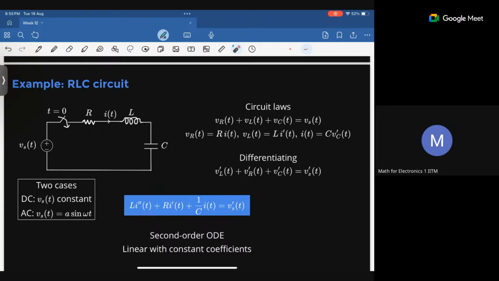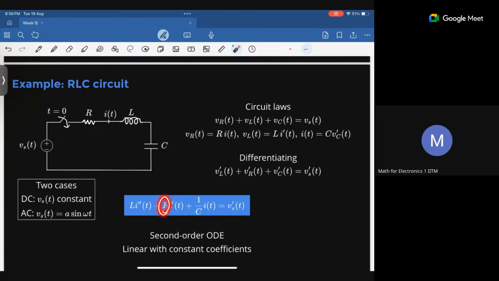Right, so that will come here, and you divide the whole expression by L. You will have I double prime of t plus R by L times I prime of t plus 1 by LC times I of t is equal to 1 by L times Vs prime of t. Right, so that will be the second order ODE, because the highest derivative present in this differential equation is the second derivative.